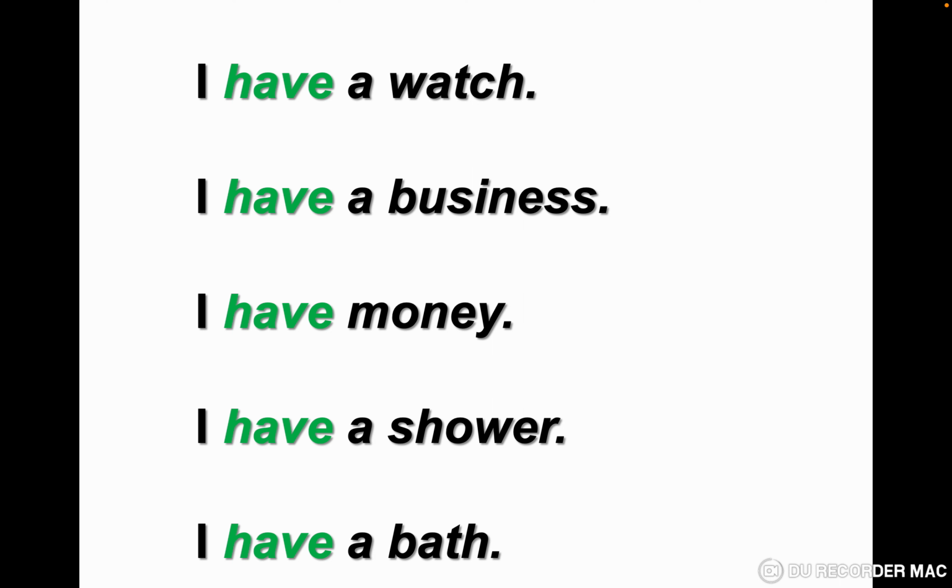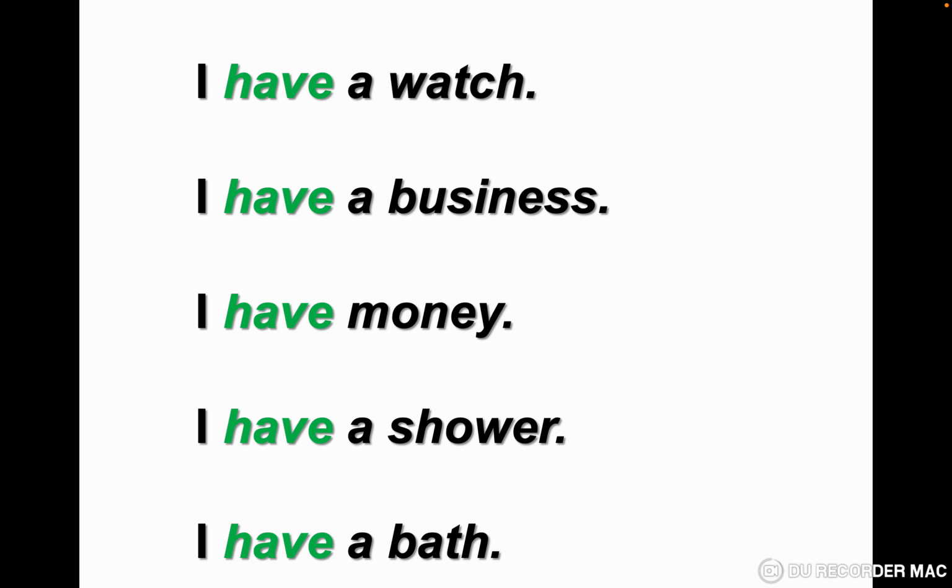I have a watch. I have a business. I have money. I have a shower. I have a bath. So why didn't we use a with money? Because money is uncountable. We don't say monies. When we say a watch, there is a plural, watches. Business, businesses. Money, we don't say monies. Shower, showers. Bath, baths.